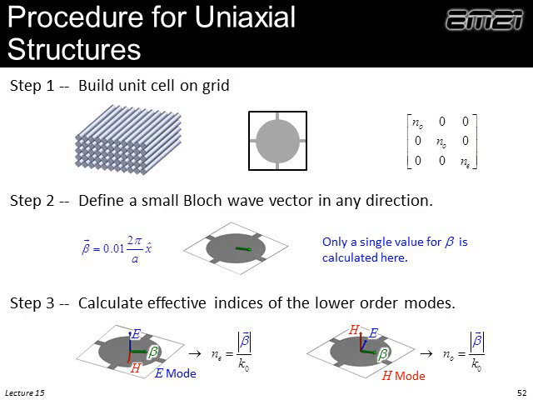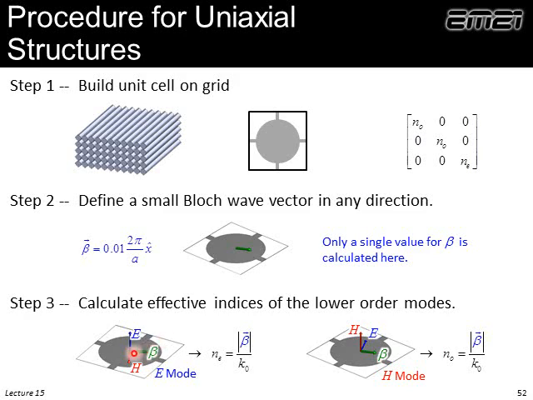So we choose a Bloch wave vector, and in this case, it does not matter what direction the Bloch wave vector is in. So we can choose any direction. I wrote x here, but it can be anything. The other thing is, we only need a single value. We're not calculating a band diagram or any kind of frequency sweep or anything like that. We just need one value. We'll call the plane wave expansion method, as you'll see, twice, once for the E mode and once for the H mode, and then we have our tensor elements. Okay, on to step 3.